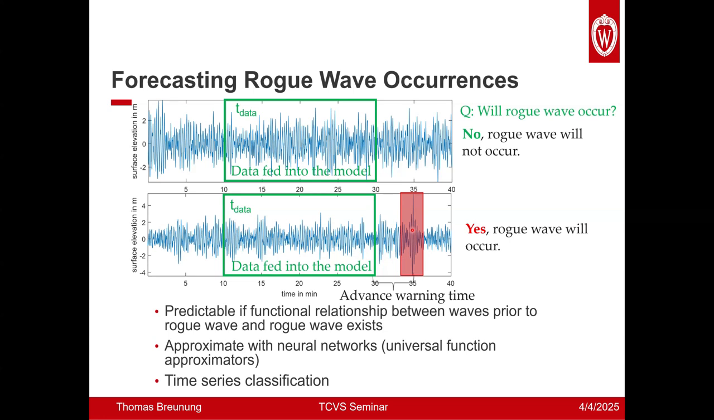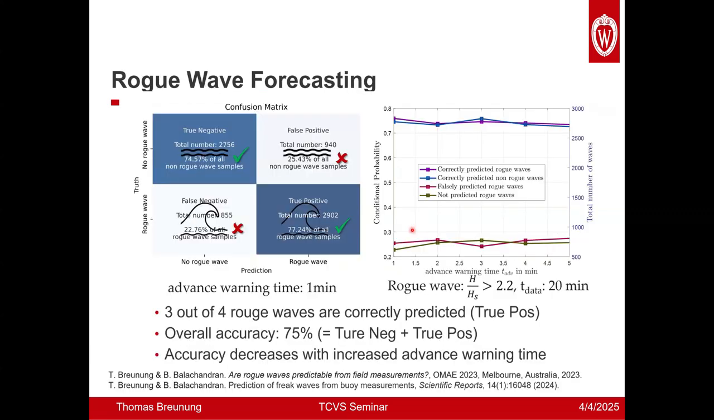So this understanding of rogue wave prediction now turns the forecasting problem into a time series classification problem. And it turns out that neural networks are much more designed and much more capable of doing those time series classification problems than they are designed to do dynamic time series forecasting problems. And it turned out to work quite well.